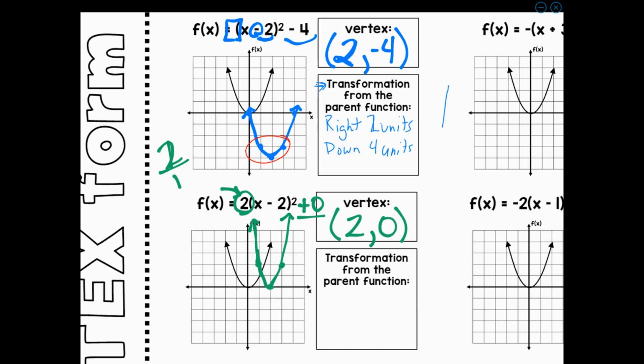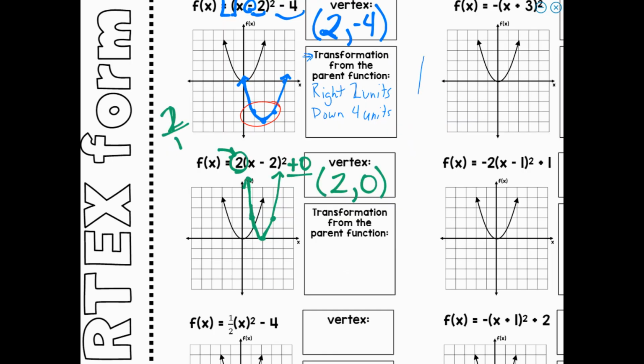Okay. So what are my transformations for this one? Right 2 units. Okay, right 2 units. And does it go down any? Nope. So do you have to write anything? Well, what does the A change? It gets narrower, right? It got narrower.